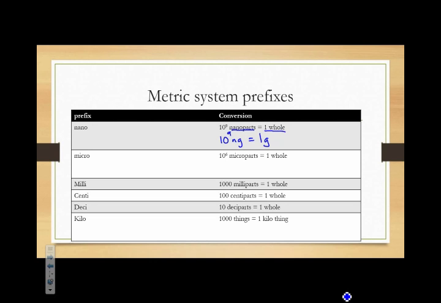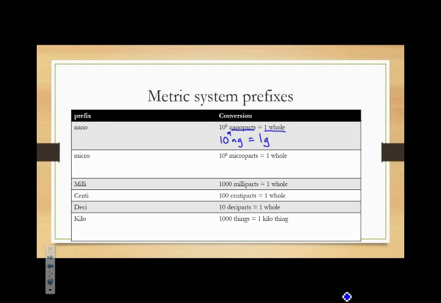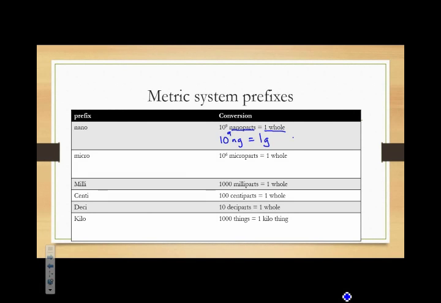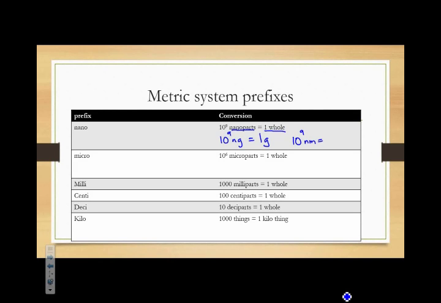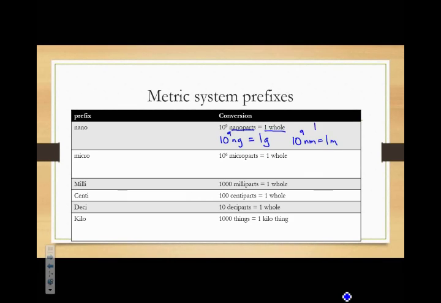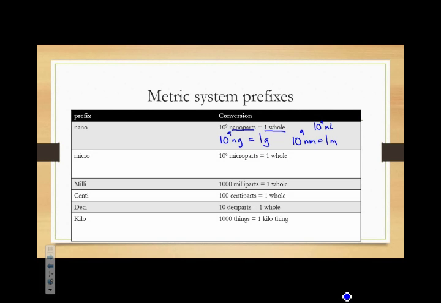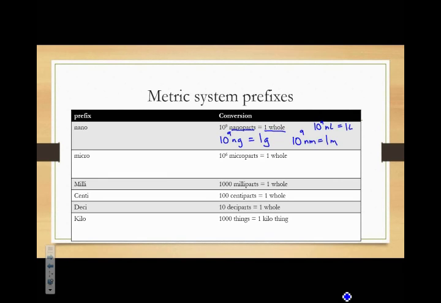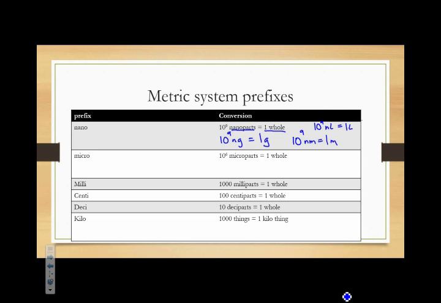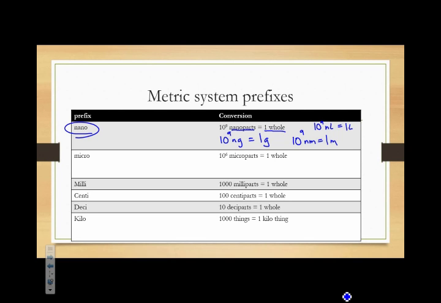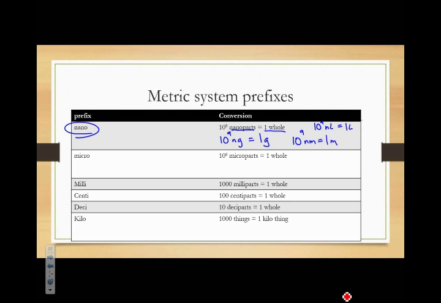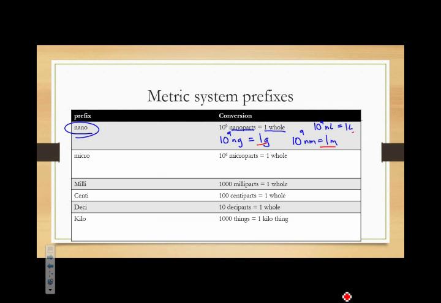And when I use the phrase nano, I'm referring to the fact that there are 10 to the 9th parts in that whole. So I can have 10 to the 9th nanograms. I could also have 10 to the 9th nanometers, which would equal 1 meter, or 10 to the 9th nanoliters, which would equal 1 liter. So notice how I could take the prefix nano and apply it to all three of our base units from the metric system, the gram, the meter, and the liter.